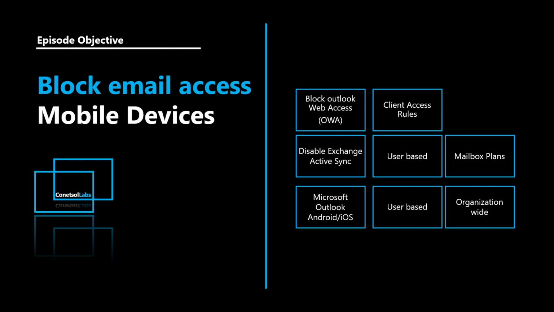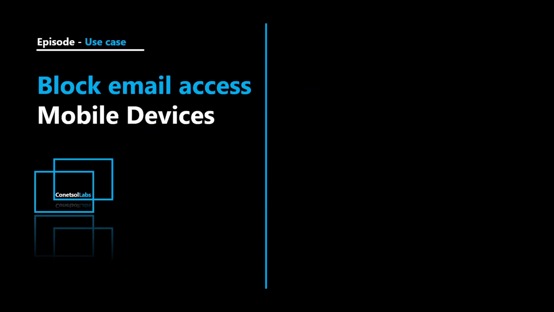In this video, we will learn how we can prevent users from accessing their corporate emails on mobile devices, or you can say personal mobile devices, using different methods and techniques. Many organizations want to prevent users from accessing their corporate emails from their personal mobile devices. Here is the company use case.